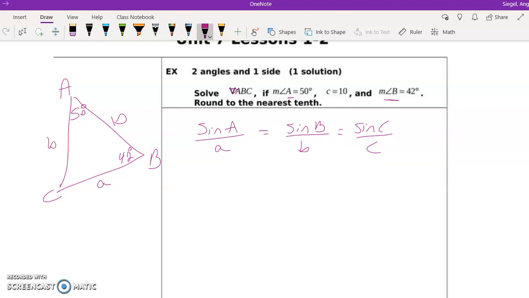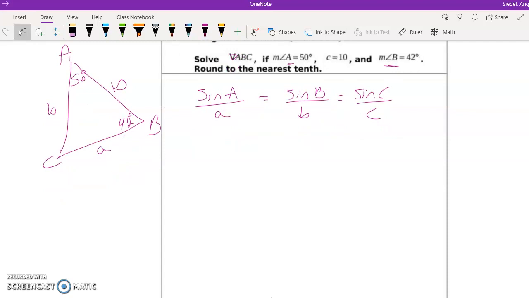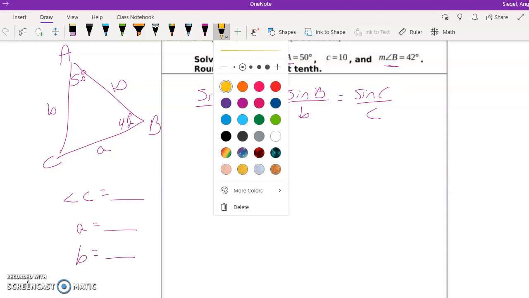Let's think about what we're missing. We are missing angle C. We need to fill that in. We're also missing side length A and side length B. So we're looking for those three things.